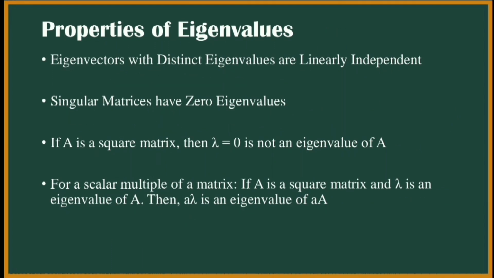So let's proceed to properties of eigenvalues. Eigenvectors with distinct eigenvalues are linearly independent. Singular matrices have zero eigenvalues. If A is a square matrix, then lambda equals 0 is an eigenvalue of A. For a scalar multiple of a matrix, if A is a square matrix and lambda is an eigenvalue of A, then a times lambda is an eigenvalue of aA.